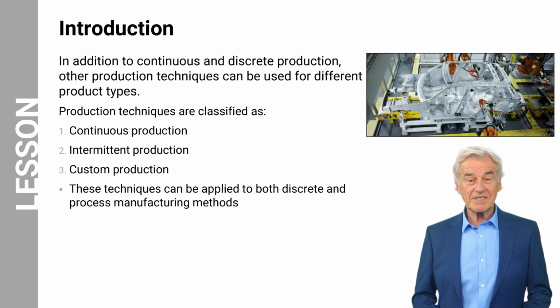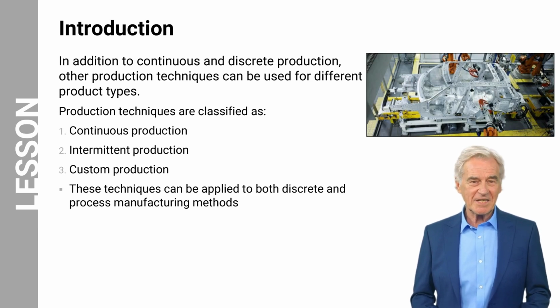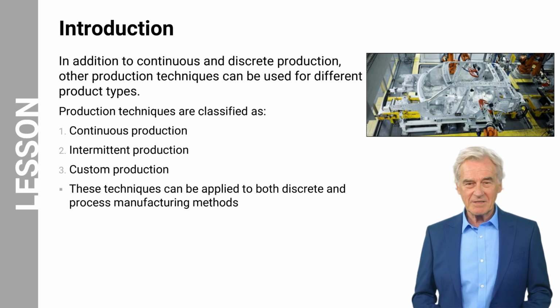In the previous lesson, we discussed continuous and discrete production. In addition to these types of production, there are also a few different production techniques that can be used to create different types of products. The production techniques are mainly classified as continuous production, intermittent production, and custom production. All these methods of production could be applied to the discrete and process manufacturing processes previously discussed.